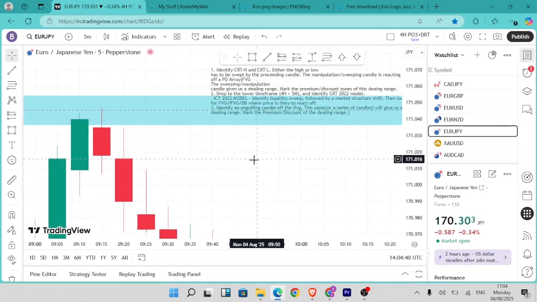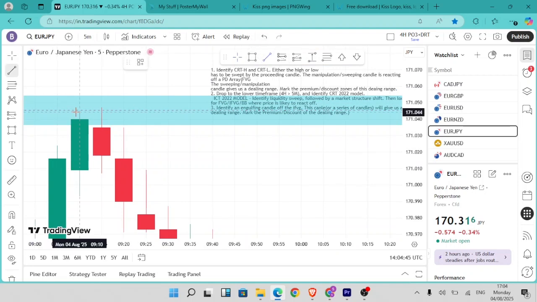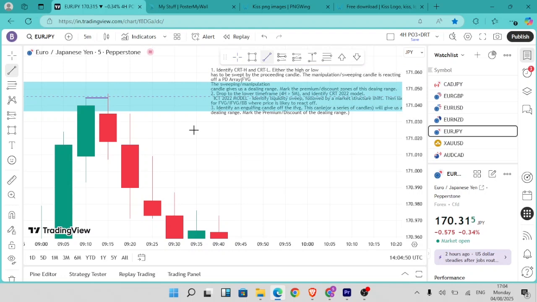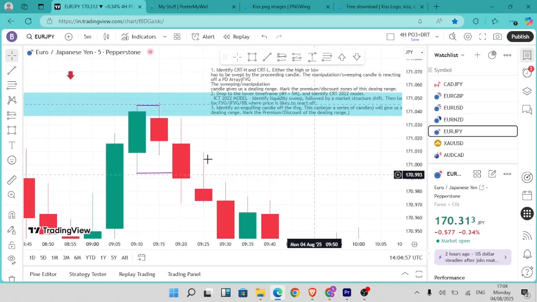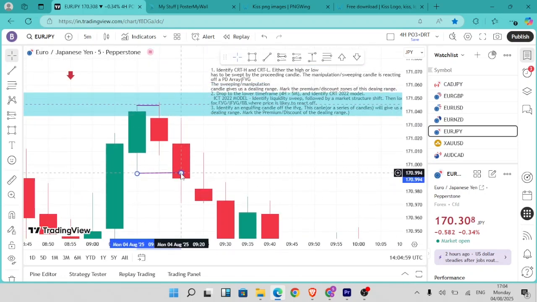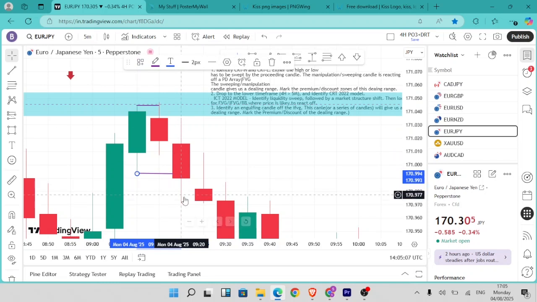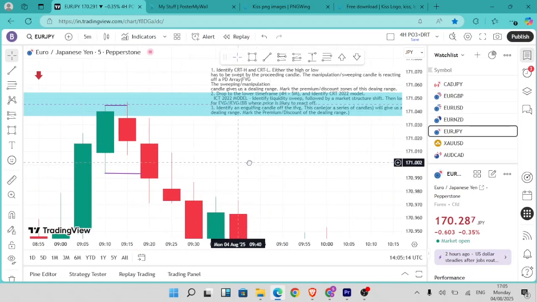So coming back to this place, we have a liquidity sweep and a market structure shift right there. So this candle closing below it, these two candles will give us a dealing range that we are going to use, and also these two candles combined will give us what? It will give us one large engulfing candle out of this dealing range.